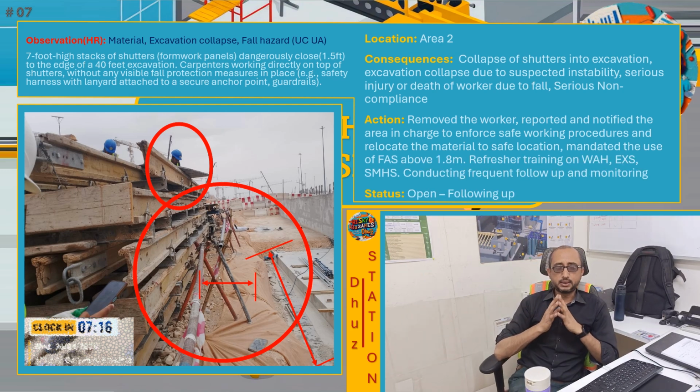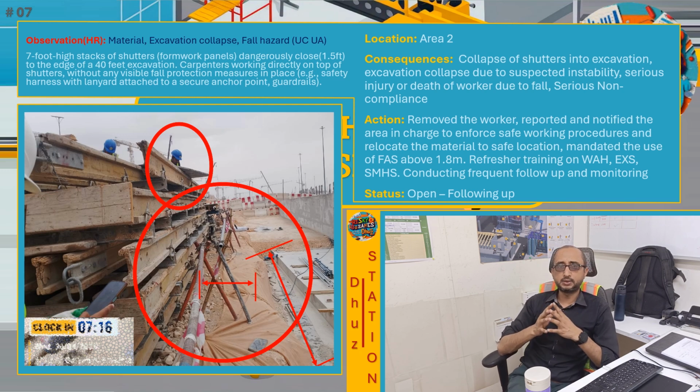This observation is categorized as high risk, labeled as a material excavation collapse and fall hazard. Same are the hazards here. Immediate causes, unsafe acts and unsafe conditions, both are present there. So what is the issue? It is basically a multi-layered critical hazard observation.